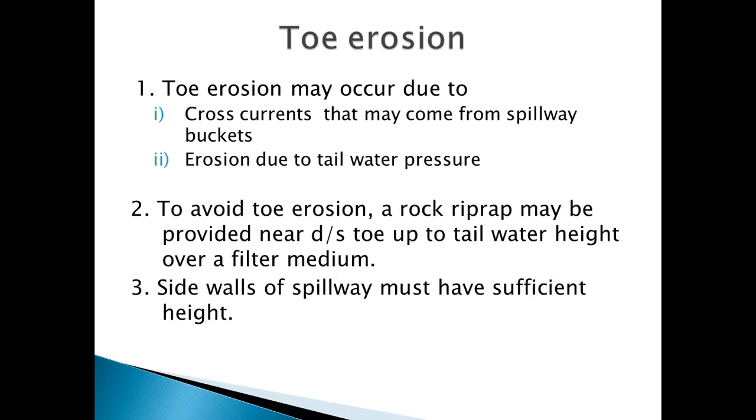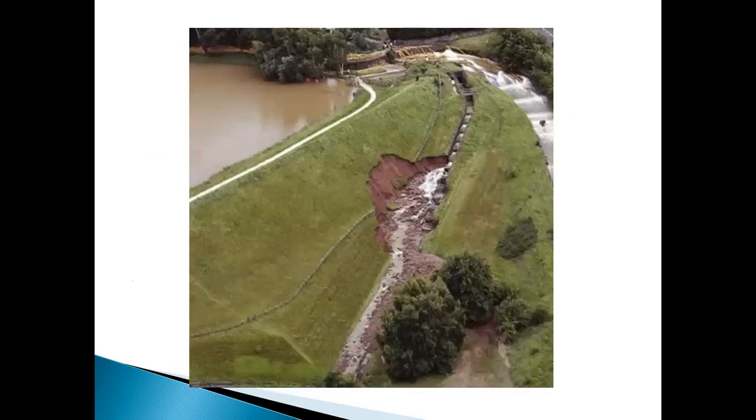So to reduce the toe erosion, heavy riprap is provided. The filter size is calculated accurately, and side walls of the spillway must have sufficient height. Okay, so these are the precautions. Why does toe erosion occur? Due to the pressure created on the downstream side. So this is the toe erosion.